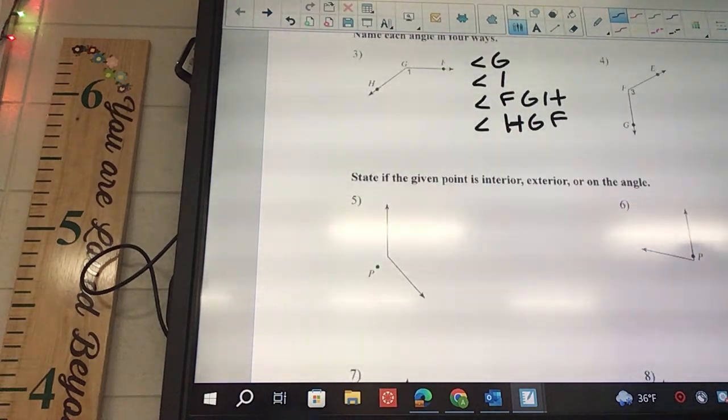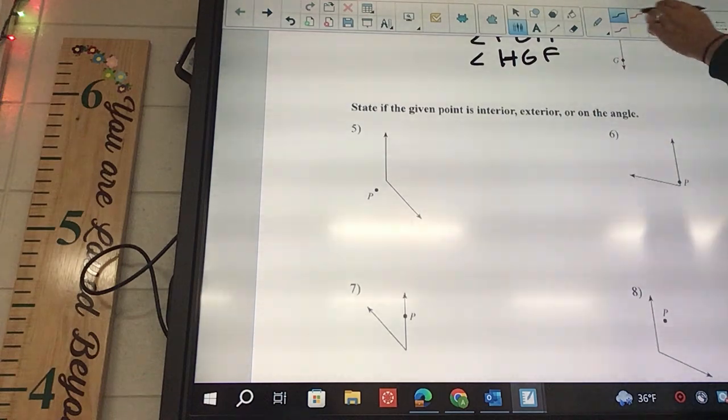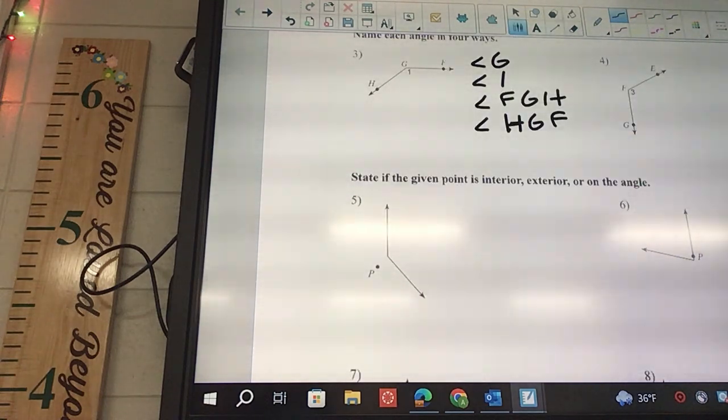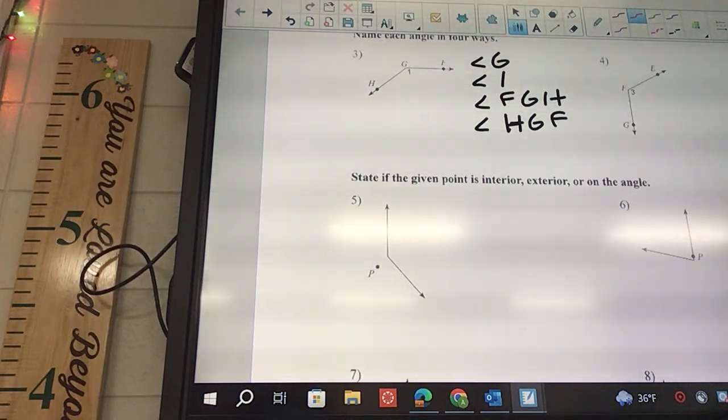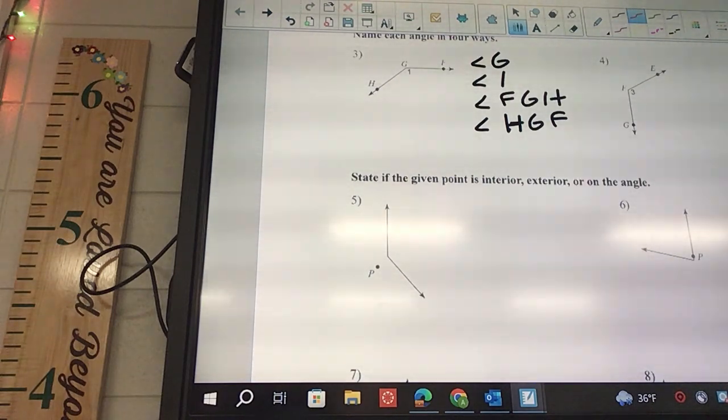State if the given point is interior or exterior. So if you were to draw yourself some notes, anything here is interior. Anything out here is the exterior. So if we look at number 5, is that interior or exterior? Point P. That is an exterior.